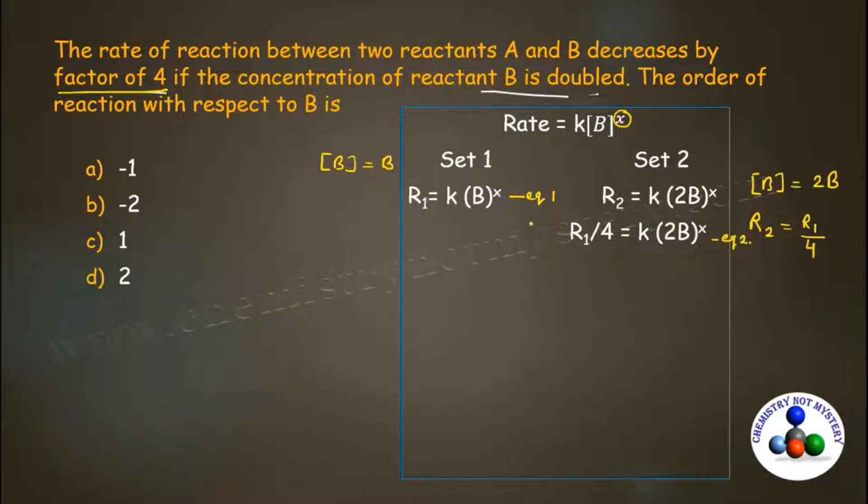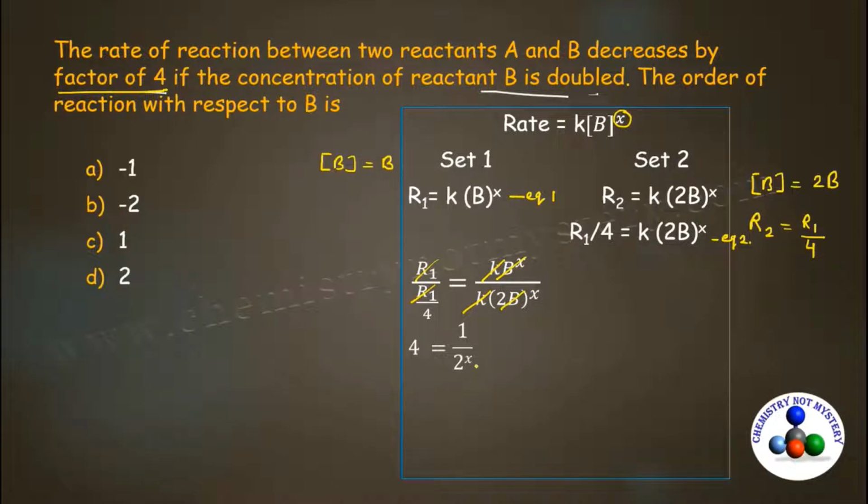If you divide both the equations, you will get R1 over R1 by 4 is equal to k B raised to x over k (2B) whole raised to the power x. So here R1 will get cancelled out with R1, k will get cancelled out with k, B raised to the power x will get cancelled out with B raised to the power x, and you will get 4 is equal to 1 over 2 raised to the power x.